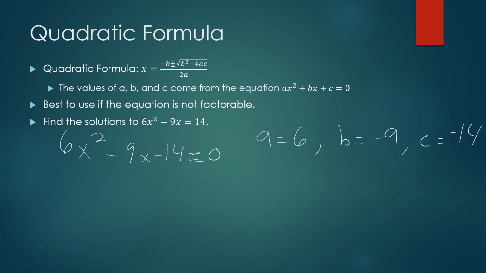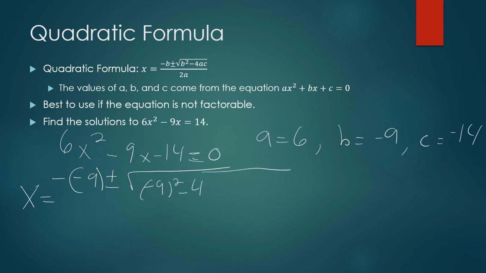So now if I use the quadratic formula, I'm going to replace my values as follows. I'm going to do negative of negative 9, since that's b, plus or minus the square root of negative 9 squared minus 4 times a, which is 6, times c, which is negative 14. And we're going to divide that entire thing by 2 times 6.